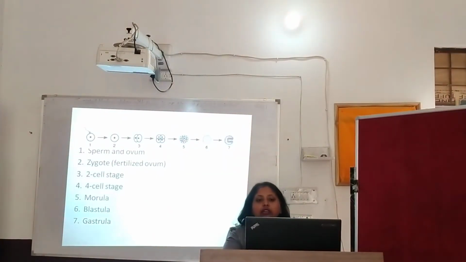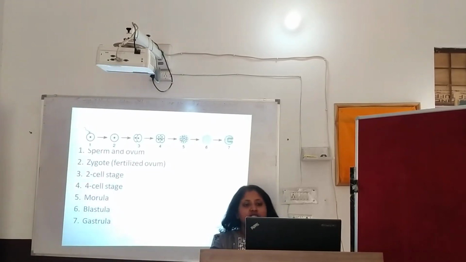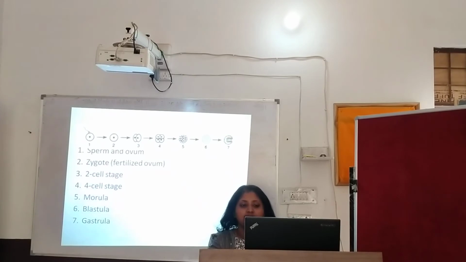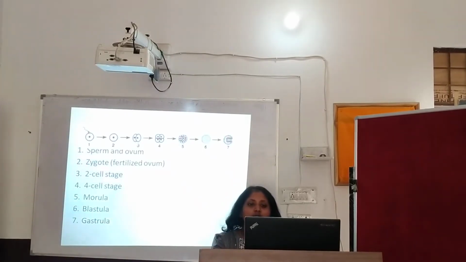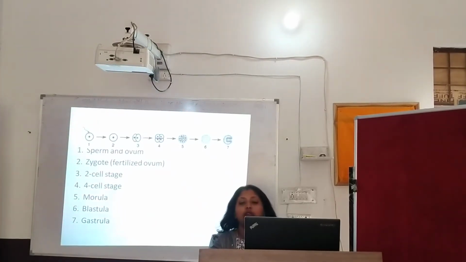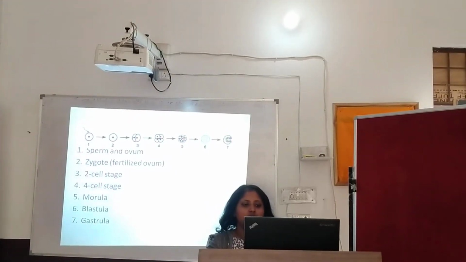Then on the fourth, the 2 will multiply to form a 4 cell stage. The 4 cell stage will multiply to form a 16 cell stage, which is called the morula. The 16 cell stage goes further into 32. This is the blastula or gastrula.